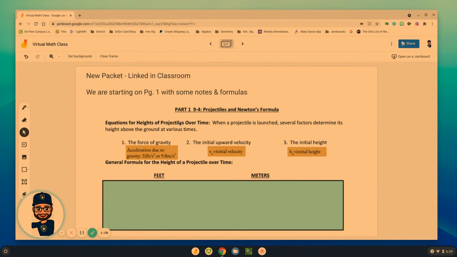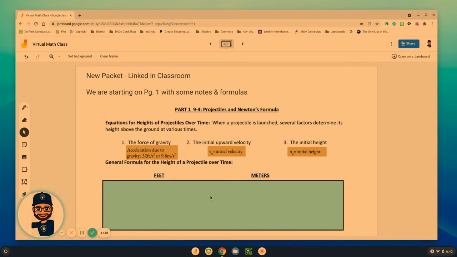We have an initial upward velocity, meaning how fast is it going up, known as v sub 0. And an initial height, which we call h sub 0. So those are some general terms. You don't need to memorize those. You don't need to necessarily even have all of that written down, because in general, we're going to be looking at the height, how high is an object or a projectile over a certain amount of time.